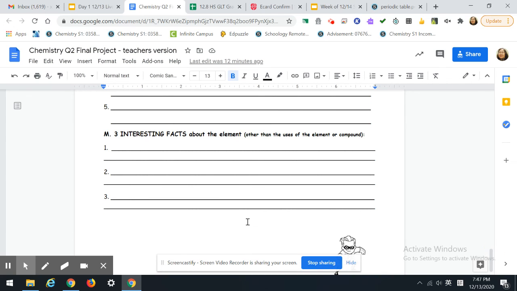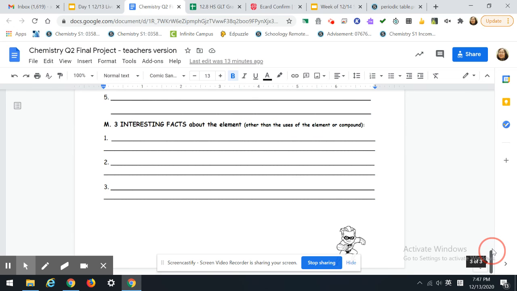And the last part is for you to do some further research about interesting facts about the element. Like, this element is the most abundant in the world, or this element is the hardest material in the world, or this element can be found in our bones or teeth. Something that you feel is very interesting, or that is rarely known by people. You can put it in here. That's all for your final project.